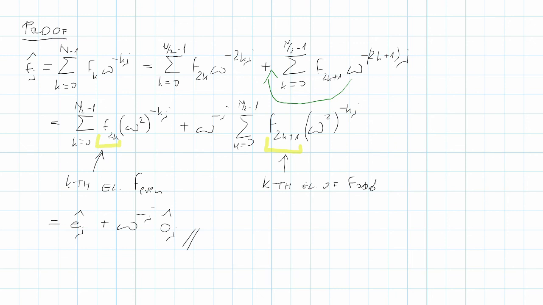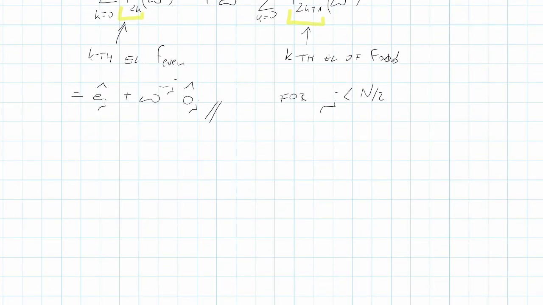Of course, this works as long as j is strictly less than n half, because otherwise we would not be able to index the even and odd parts, because they have half of the length. So this works for j strictly smaller than n half. So if j is greater or equal to n half, then just change the indexation.